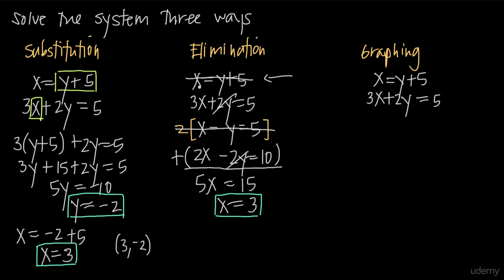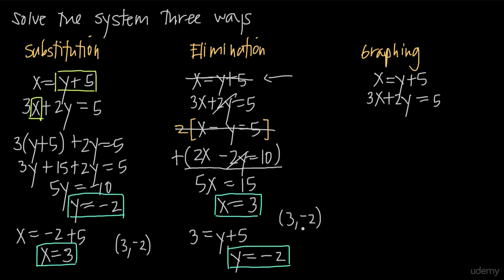So we know x equals 3, and this equation was x equals y plus 5. So we'll say 3 equals y plus 5. Subtracting 5 from both sides, we see that we get y is equal to 3 minus 5, or negative 2. So again, we have x equals 3 and y equals negative 2, which we can call the point (3, -2). And notice how we got the exact same solution using elimination as the solution that we got using substitution.